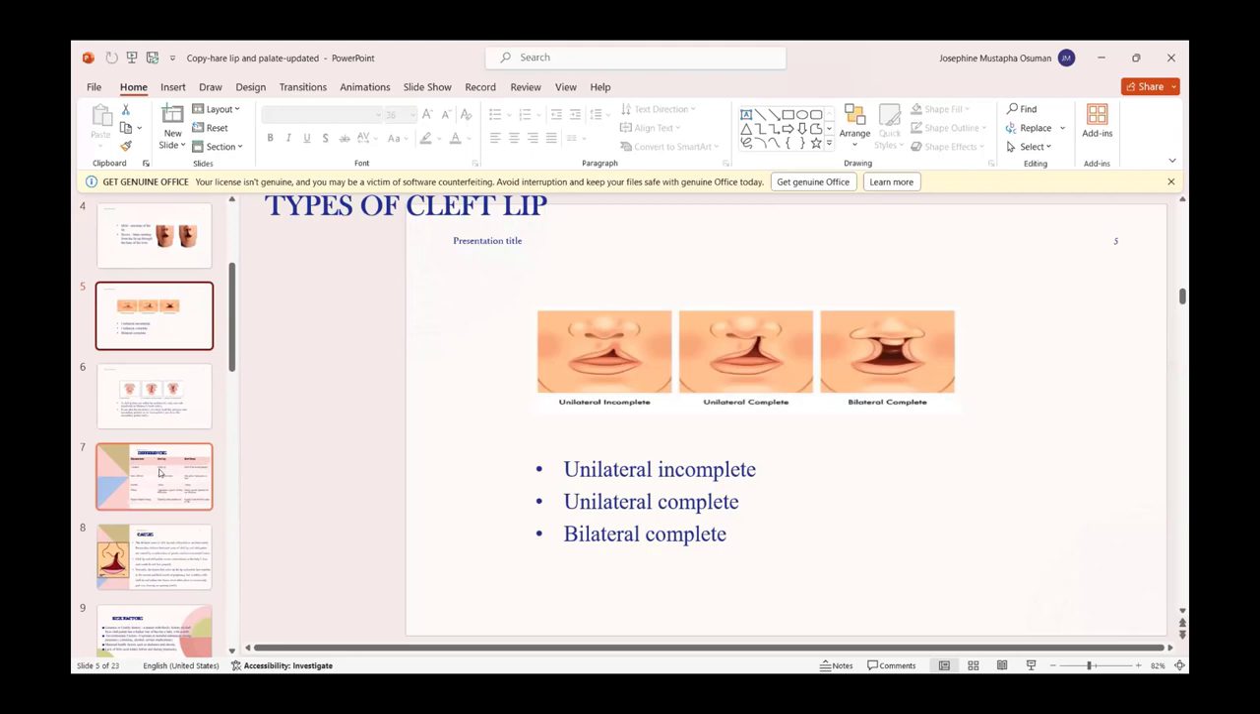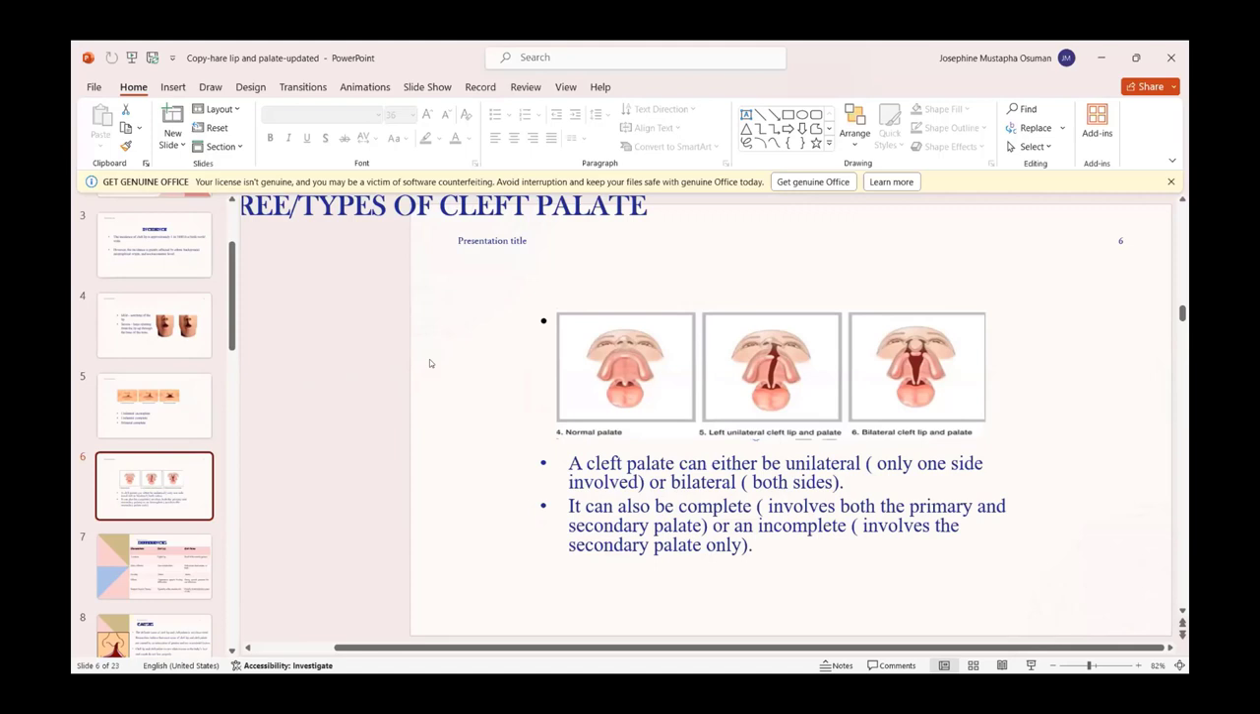Okay, sister. So we have the types and degrees of cleft palates. In the first figure, the palate is normal, with nothing wrong with it. The second figure is the left unilateral cleft lip and palate, where there is no fusion in the upper floor of the palate and the lip. In the third picture, the palate is wide open and the notch on the lip is on both sides, making a space between them. A cleft palate can be unilateral, with only one side involved, or bilateral, with both sides. It can also be complete, involving both the primary and secondary palate, or incomplete, involving the secondary palate only.